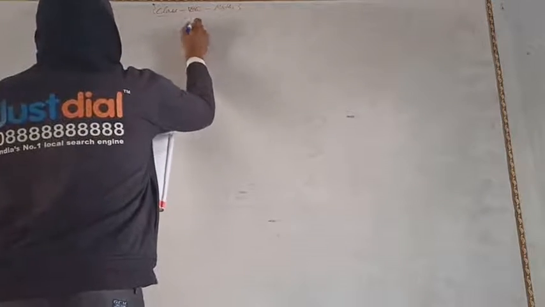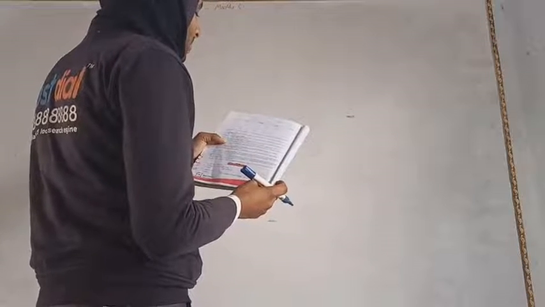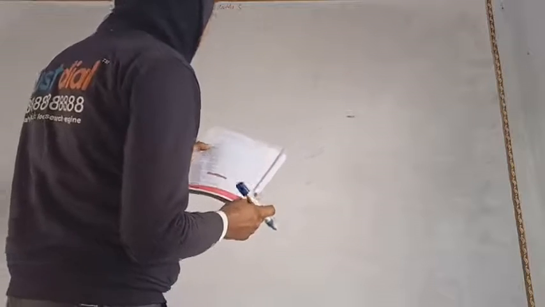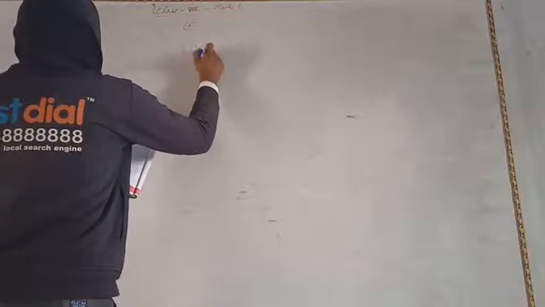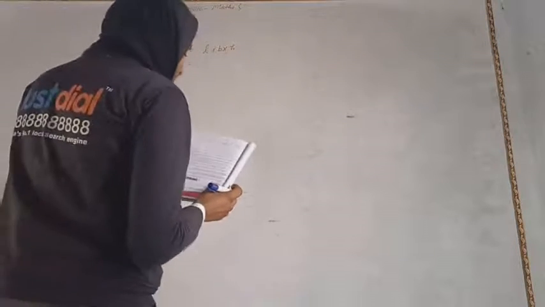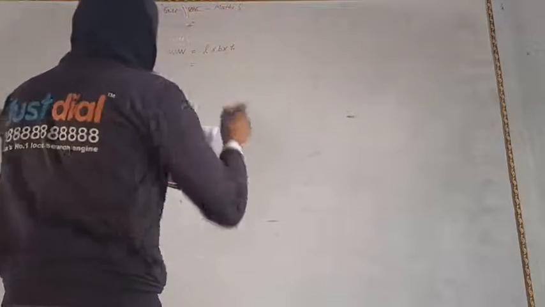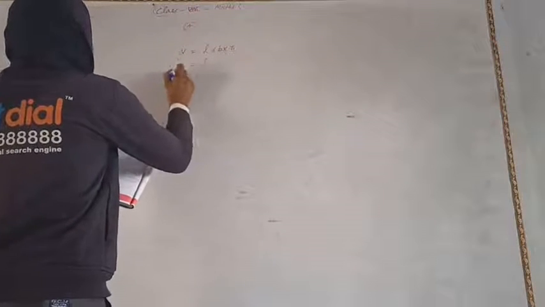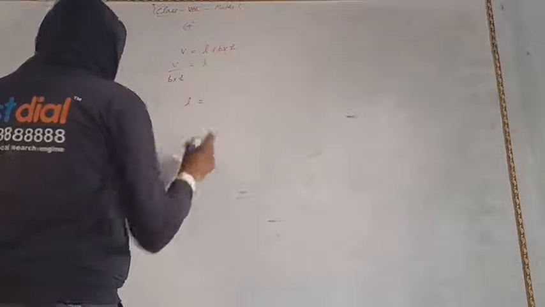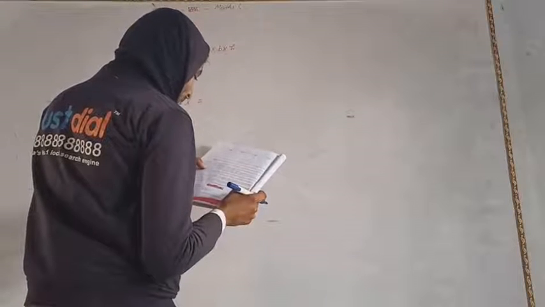In problem number 4, you are given that the volume of a container is so many centimeter cube, the breadth of the container is 67 centimeter, and the height is 32 centimeter. Find its length. Then you know that V is equal to L into B into H, length into breadth into height. Here the breadth and height are given, and you have to find out L. So L is equal to V upon B into H.